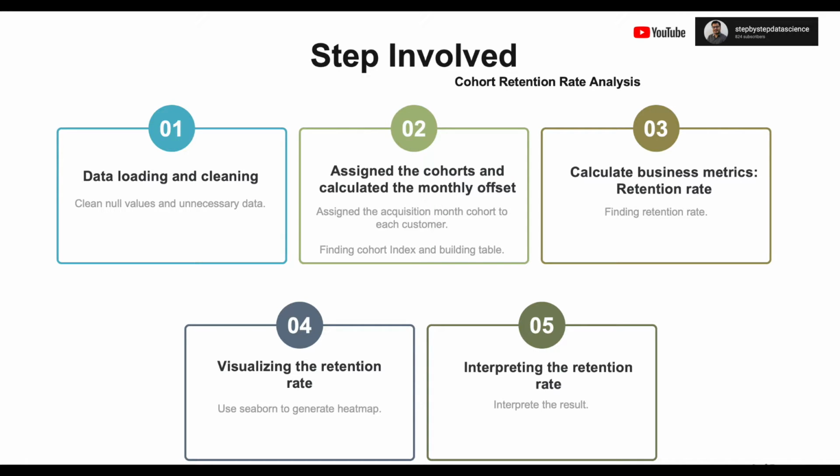So here we'll use a Seaborn heat map, because heat maps are highly used in cohort analysis. Here we can see the numbers and also the color encoding, so that's highly used. And we will interpret the retention rate.